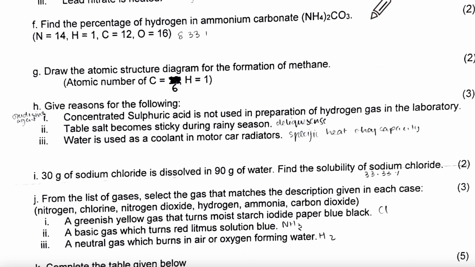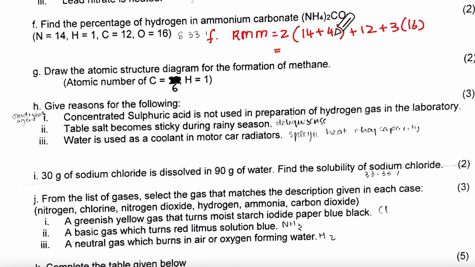Now, how many of you have a problem with percentage composition? Is there anyone who has a problem? What will be the first step you will do? Tell me. RMM, no? So RMM will be 2 into N, meaning 14, plus 4, correct? Plus C means 12, and O3 means 3 into 16. So this will be 2 into 18, which is 36, correct? And this will be 12 plus 48. How much is that? This is 50, 60, 96, yes?